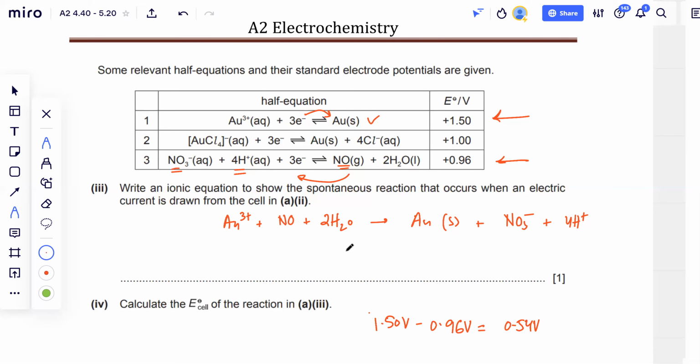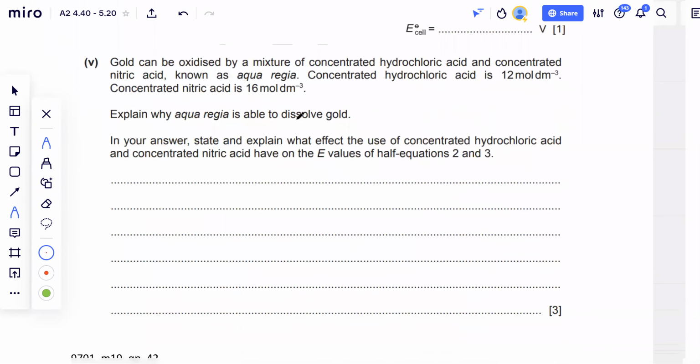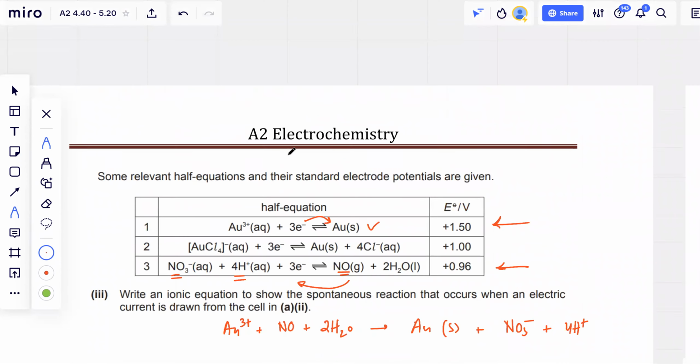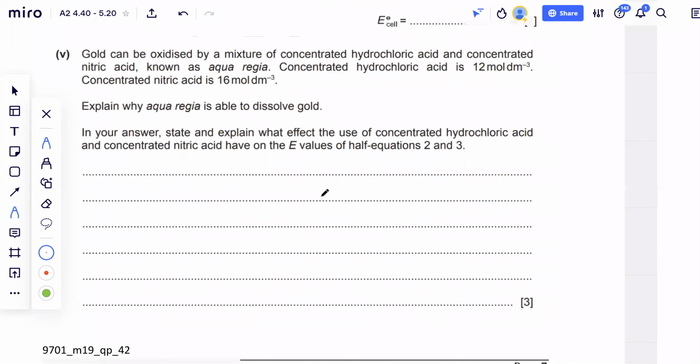Yeah, 0.54. So you're getting 0.54. Now, next one. So that equation over here was probably given for this part. He's saying gold can be oxidized by a mixture of concentrated hydrochloric. That's where the Cl lines are coming from.